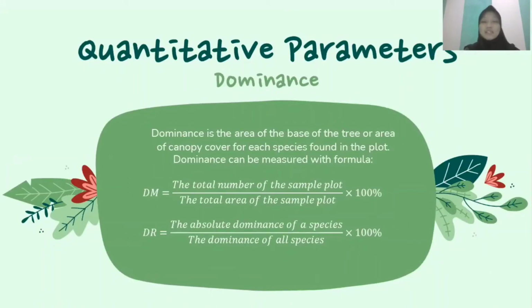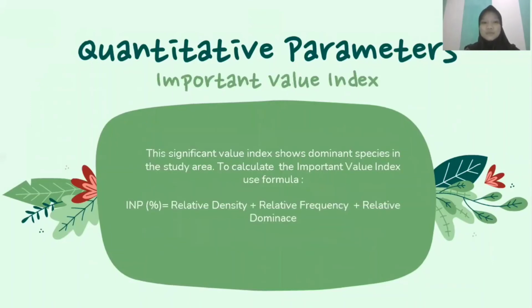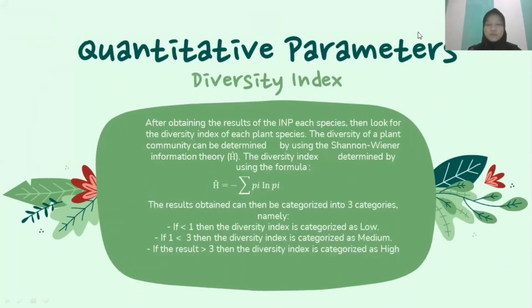The third one is dominance. Dominance is the area of the base of the tree or area of canopy cover for each species found in the plot. Dominance can be measured with the formula below. The fourth one is the important value index. This important value index shows the dominant species in the study area. To calculate the important value index, use the formula below.